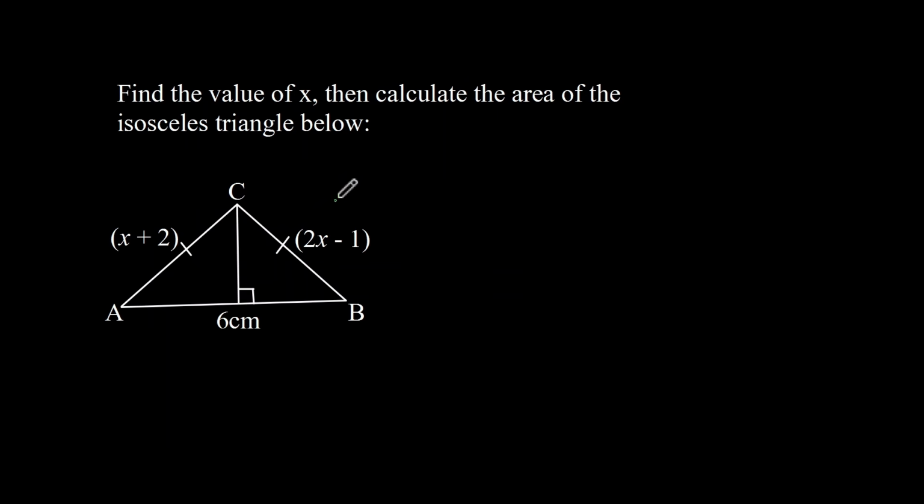Now if they're equal, it's easier to get the value for x. We simply equate these two sides that are the same. So let's move on. We have our solution here. We can start with this side, saying 2x minus 1 equals x plus 2. And here we can collect like terms.